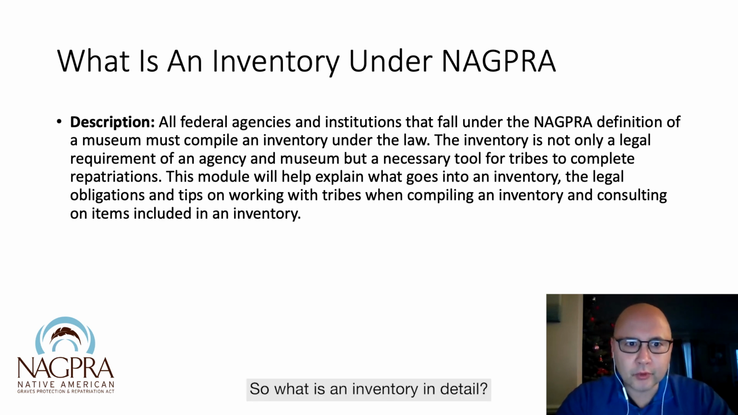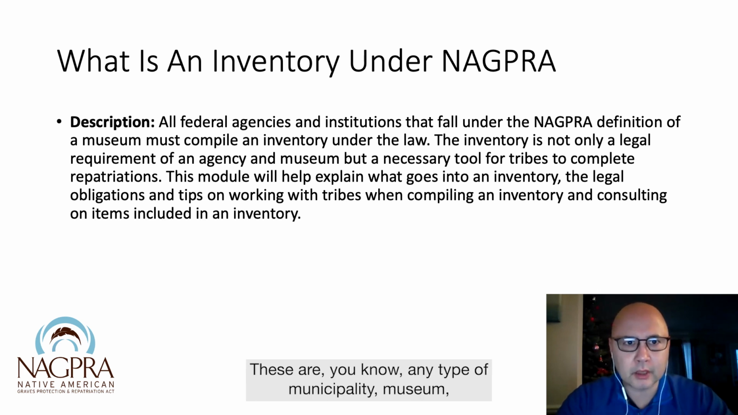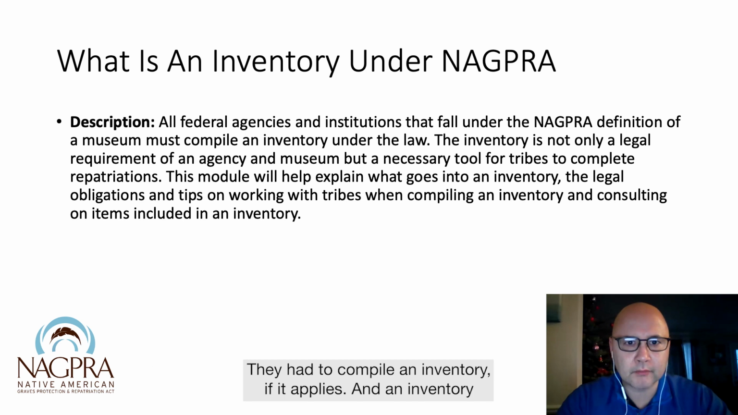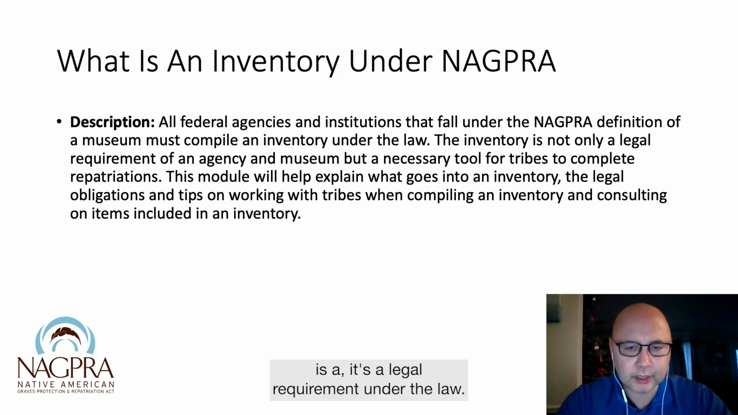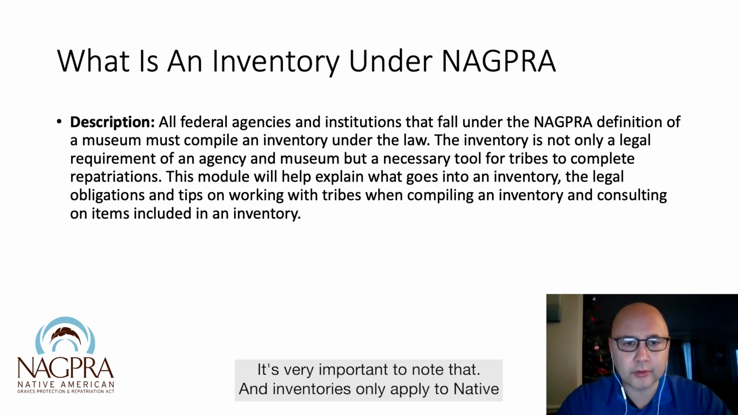So what is an inventory in detail? It's all federal agencies and institutions that fall under NAGPRA. These are any type of municipality, museum, organization, state governments that have received federal funding. They fall under the category of a museum under NAGPRA. They have to compile an inventory if it applies. And an inventory is a legal requirement under the law. So it's something that has to be done. It's not a may, it's a must. It's very important to note that.